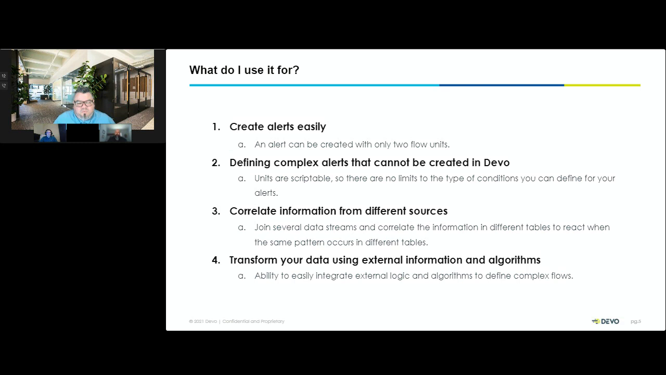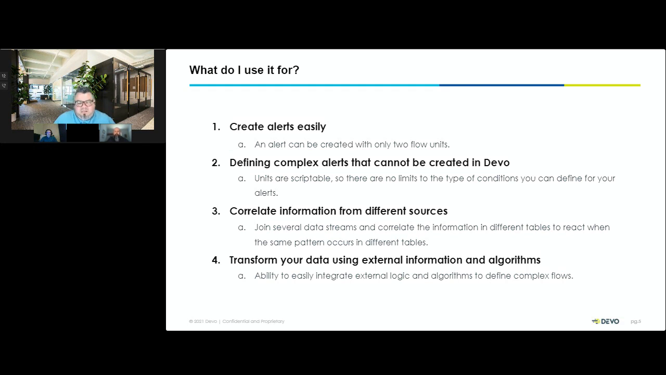So Flow also allows users to build alerts that can't be defined in Devo. In Flow, the units are scriptable, so there are no limits to the type of conditions that you can define for your alerts. This allows the users to detect complex data patterns in a simple way.